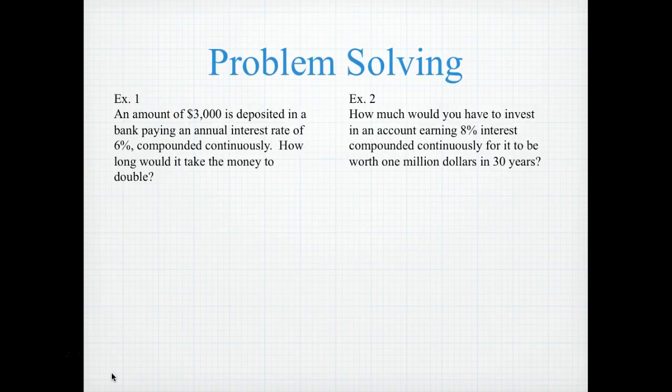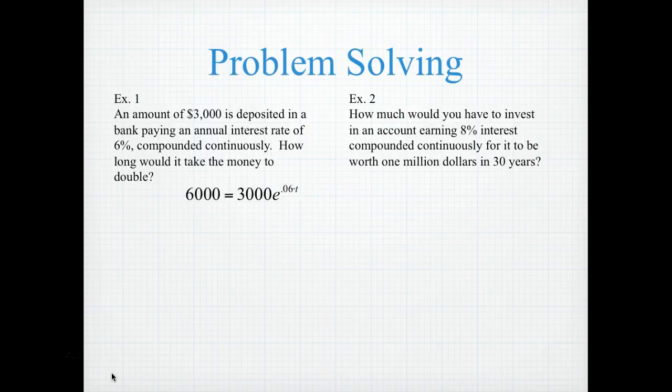In our last two examples here, the first one reads, an amount of $3,000 is deposited into a bank paying an annual interest rate of 6% compounded continuously. How long would it take for the money to double? So in this case, we want to end up with $6,000. We're going to start with $3,000 times e to the 0.06t power, because we want to figure out how long it's going to take for our money to double.